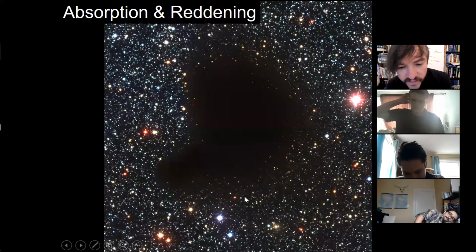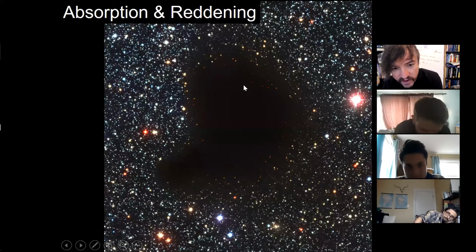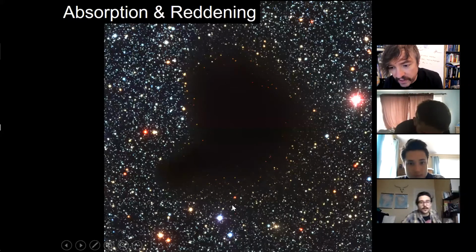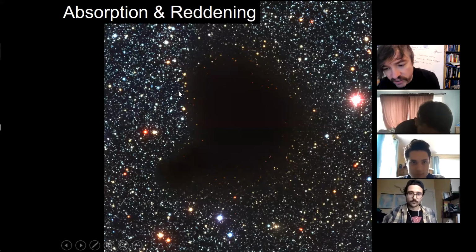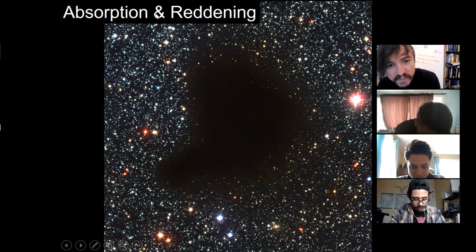Back in the day, people would see photographs like this of a field of stars with a big apparent hole in the middle. I think they called them Bok globules or dark nebulae. And they were really unsure of what they were looking at at first. At first, it almost looked like a hole in the wall of stars. But then you start to notice a statistical anomaly.